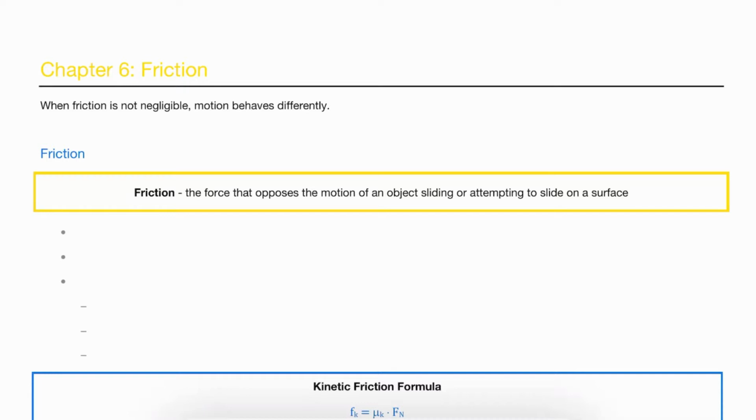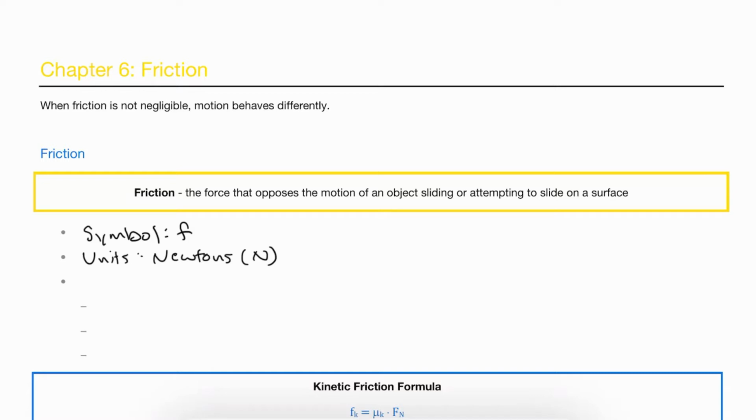Now, as you can see in the definition here, friction is the force that opposes the motion of an object that is either sliding or attempting to slide on a surface. And these two situations are going to come up in just a second, and that's what we're going to be discussing today. Now, in general, when we talk about friction, its symbol is a lowercase f. Its units are newtons because it's a force. And so there are two situations.